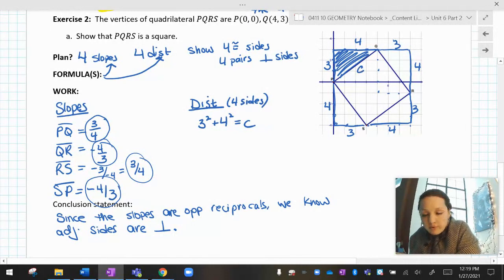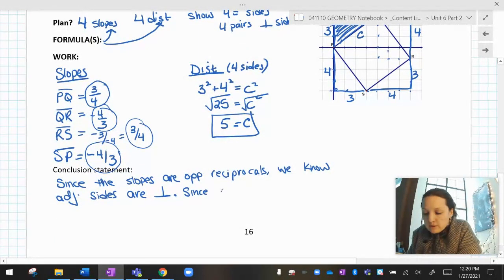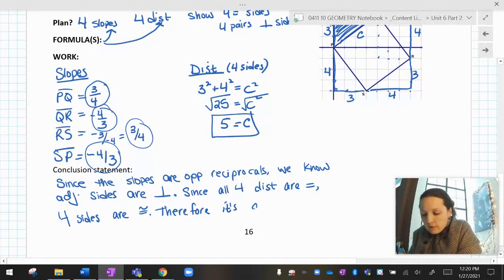And all of them are 3, 4. 3 squared is 9, 4 squared is 16, 25 equals c squared. C would therefore be the square root of 25, making C 5. Since all 4 distances are equal, the 4 sides are congruent, therefore it's a square.